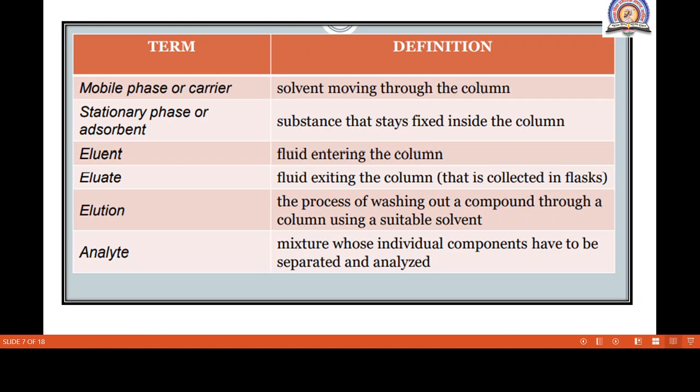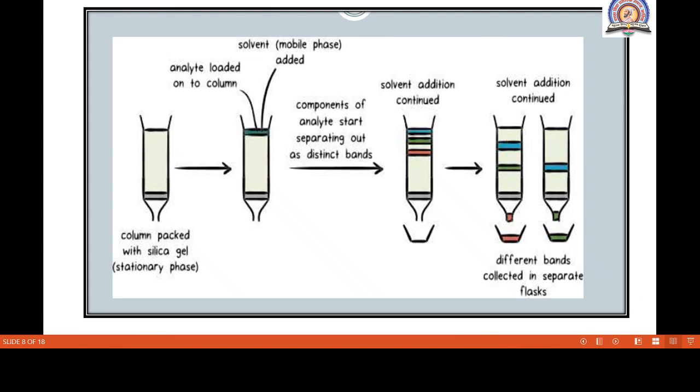Second, the stationary phase, also called the stagnant phase, is the substance that stays fixed inside the column. The eluent is the fluid entering the column. Eluate means the fluid exiting the column. Elution is the process of washing out the components through the column using a suitable solvent. And analyte is the mixture whose individual components have to be separated or analyzed. Okay, so you have to remember all the terms related to chromatography.